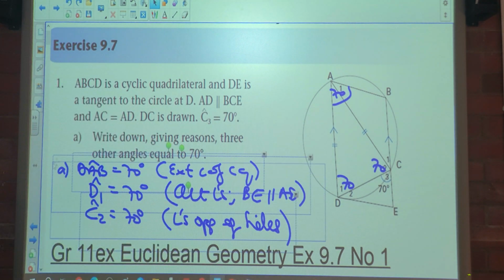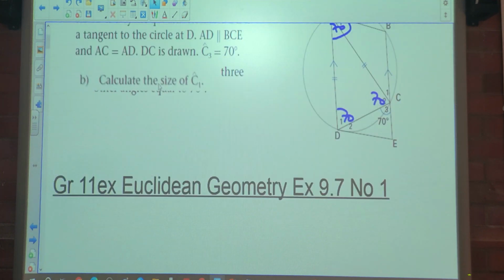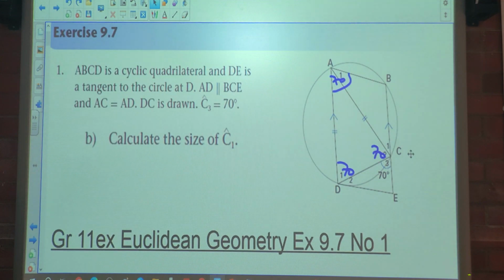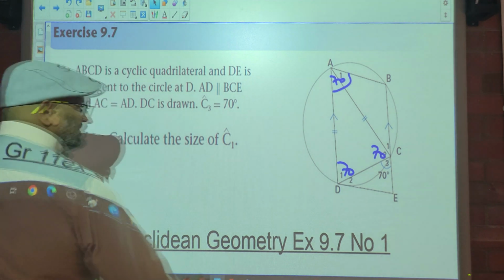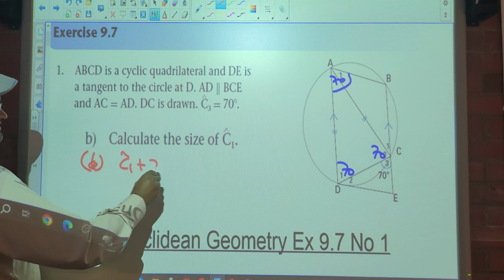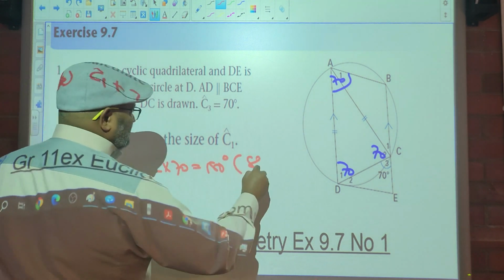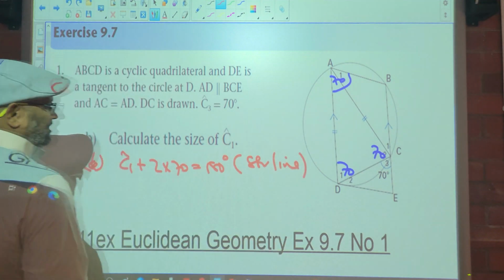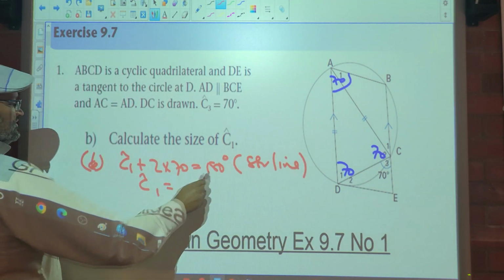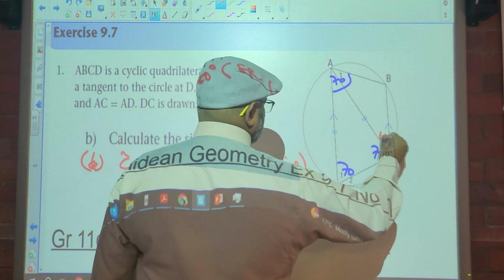Let's look at the next question. It says calculate C1. So I'm going to calculate C1. Angles on a straight line. So angle C1 plus 2 times 70 is equal to 180. Straight line. So angle C1 is 180 minus 140, which gives you an angle of 40 degrees.